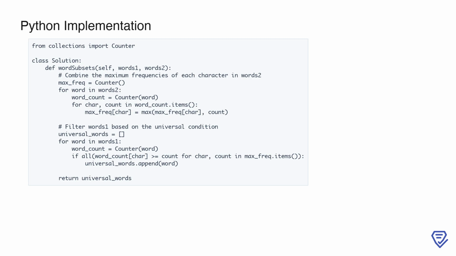Complexity analysis. Time complexity. Let n be the total characters in words 1 and m be the total characters in words 2. The complexity of counting characters in each word is linear, so the time complexity is n plus m. Space complexity. The space required is k, where k is the number of unique characters across all words in words 2. This implementation is efficient and adheres to the problem constraints, ensuring correctness and optimal performance.